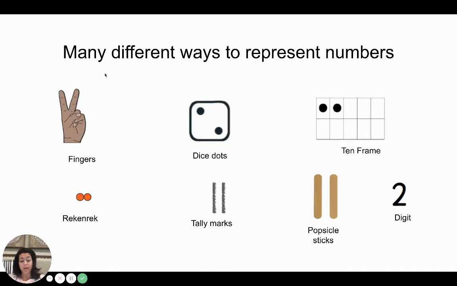Let's start by just talking about the different ways that we can represent numbers. We can use our fingers, we can use dice, 10 frames, we can use a rekenrek, tally marks, popsicle sticks, and even just the digits. Those are all different ways to represent a number.